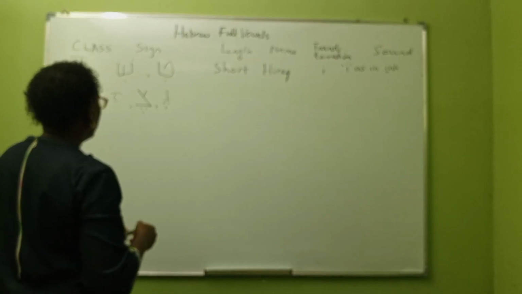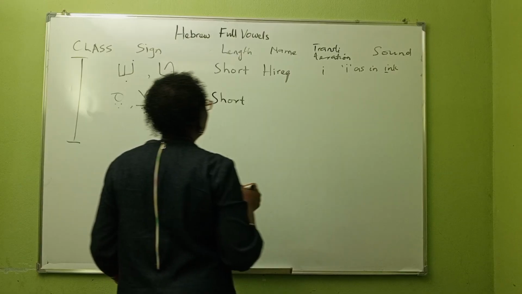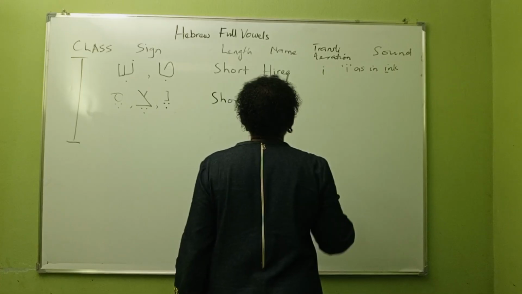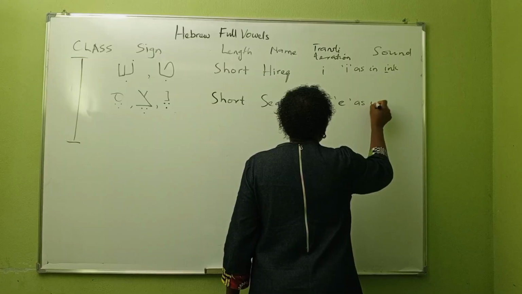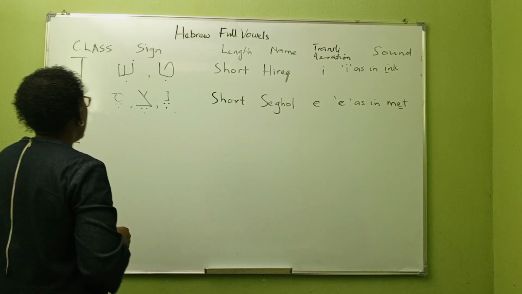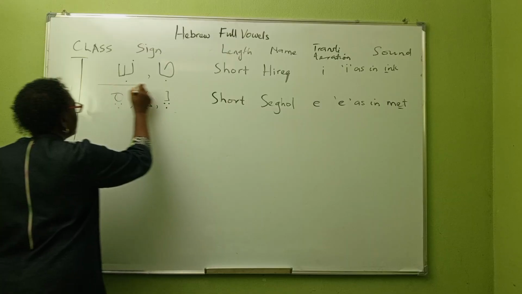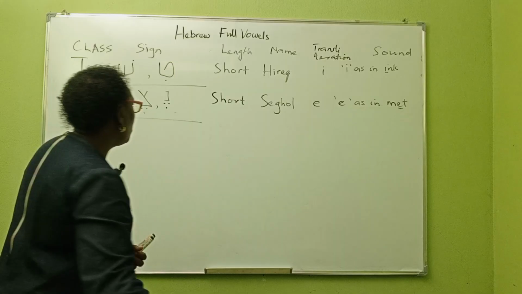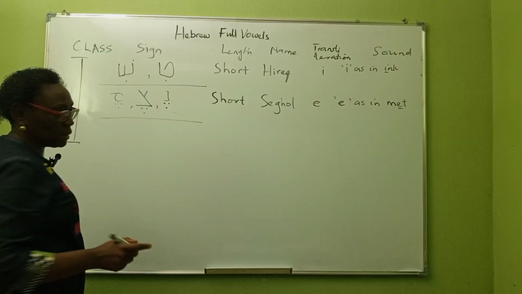In terms of length, this is also a short vowel. Its name is Segol. It's called Segol. In terms of transliteration, we write it this way. And we mean as in, let's say, met. It's an E sound. All right, I don't want you to get confused. Let's put another one. Okay, let's have a couple more. Then we have another one, which is also under E class vowel.